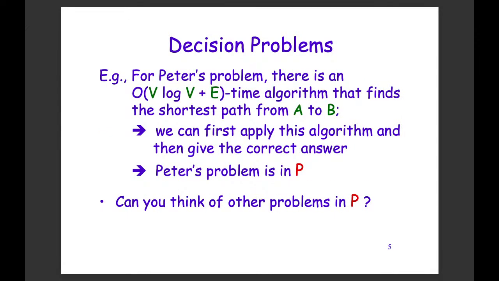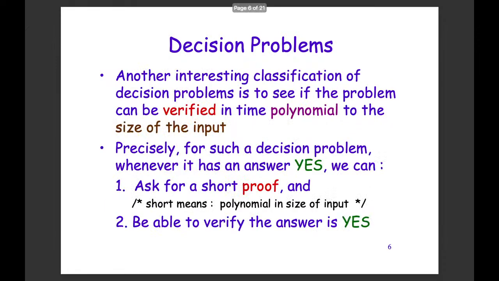So Peter's problem is in P. Okay. Now, apart from the problems that we have just discussed that are polynomial time solvable, computer scientists are also interested in another type of problem. This problem is called a polynomial time verifiable problem. So what does that mean?